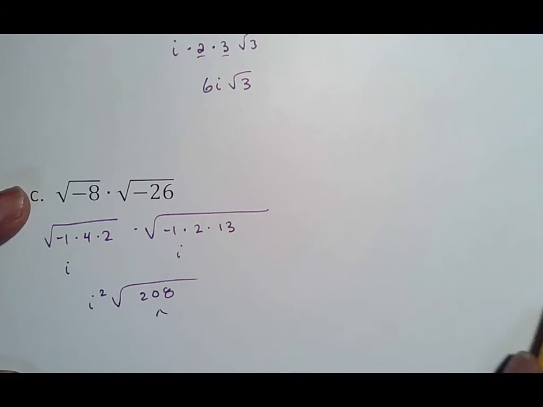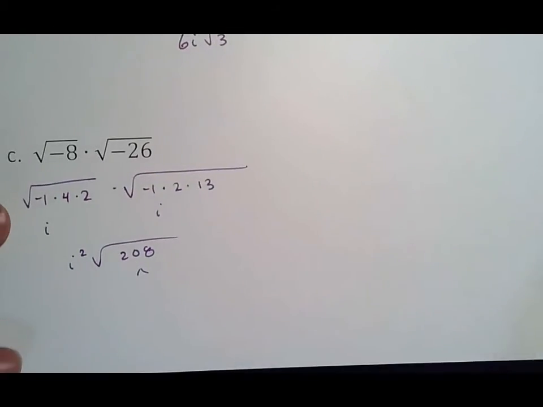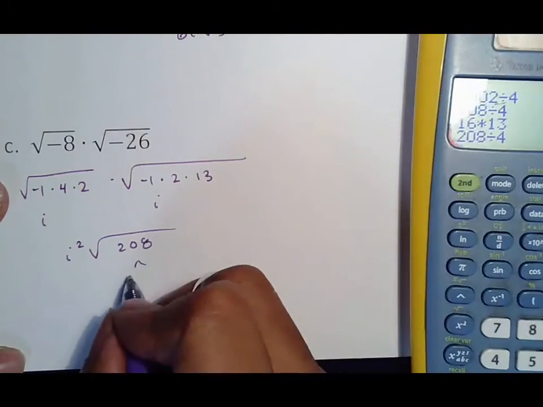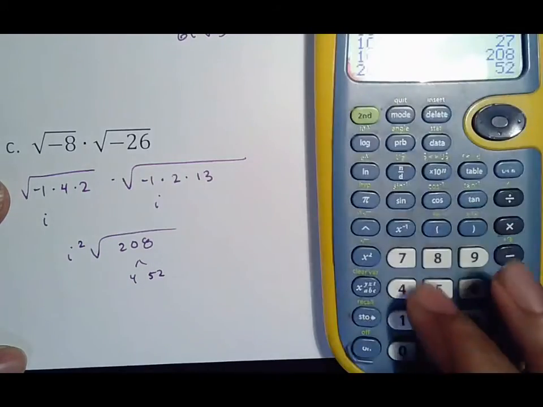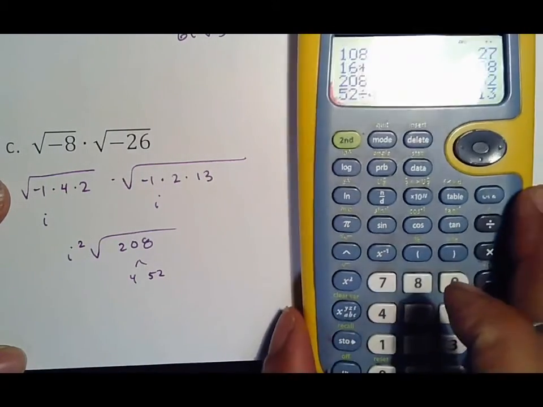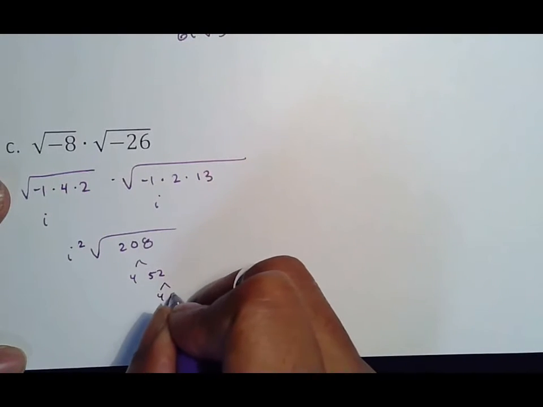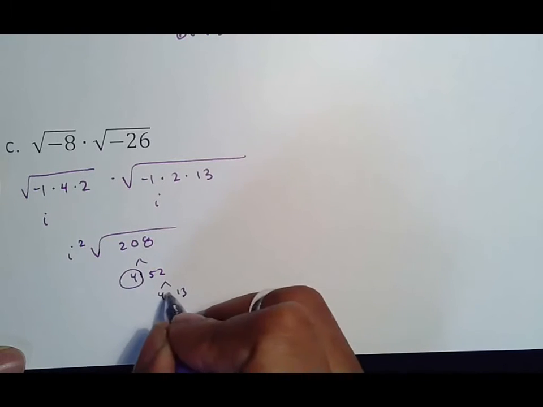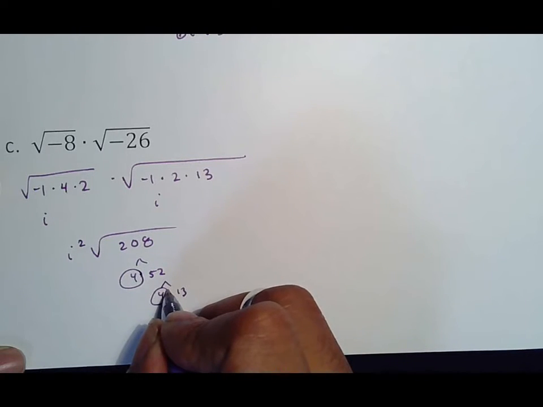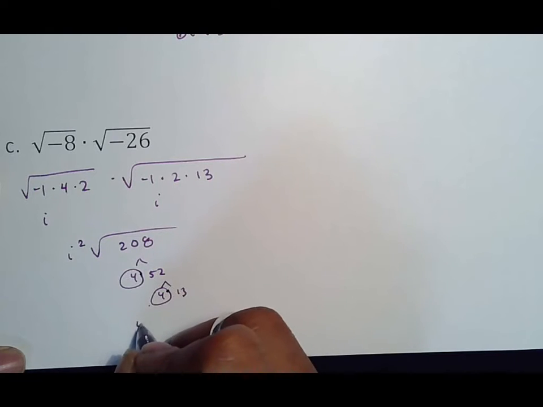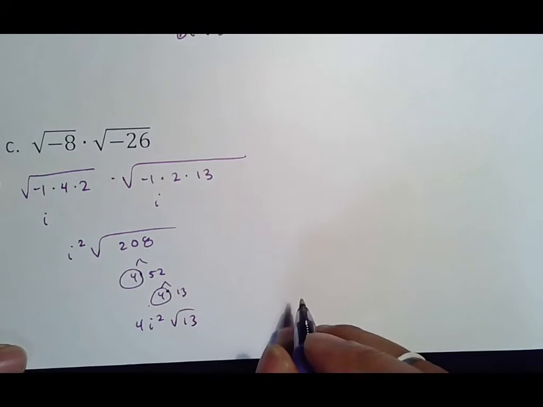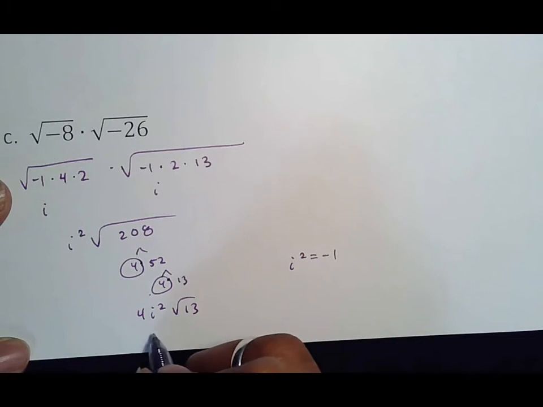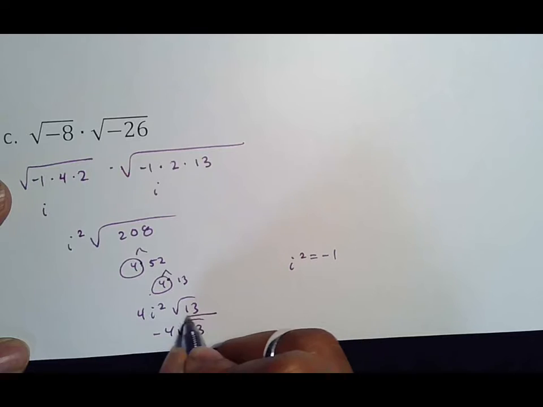But other than that, my 208, remember my numbers, 4, 9, 25, 49. If you memorize those numbers, it becomes easy. 4, 9, 25, 49. So divide by 4, you get 4 times 52. Let's check that 4 again. Yep, 4 times 13. There's definitely nothing that goes into 13, which means that this comes out as a 2. That comes out as a 2. And so 2 times 2 would be 4i squared root 13. Remember that i squared is the same as negative 1, and so it's negative 4 root 13.